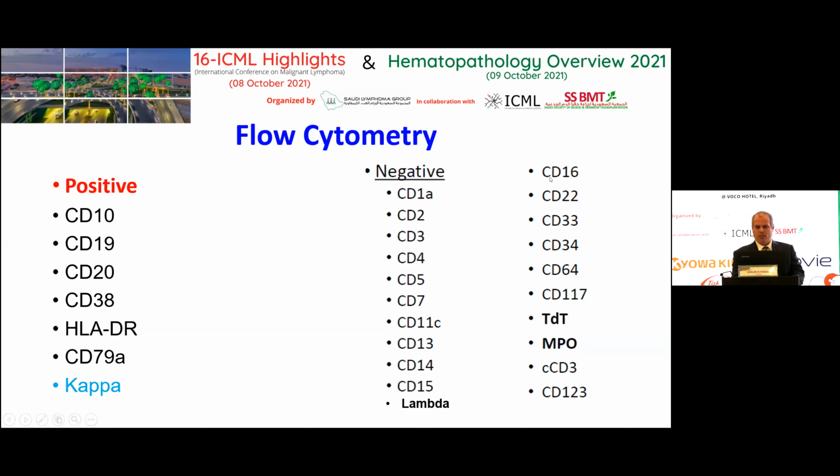The other markers, in the slide, almost all are negative. T-cell markers are negative. Lambda, of course, is negative. The immature markers, TdT, CD34, MPO, cytoplasmic CD3, all these markers are negative. So we are dealing with high-grade B-cell lymphoma, or B-cell lymphoma with aggressive morphology. We sometimes say aggressive morphology.